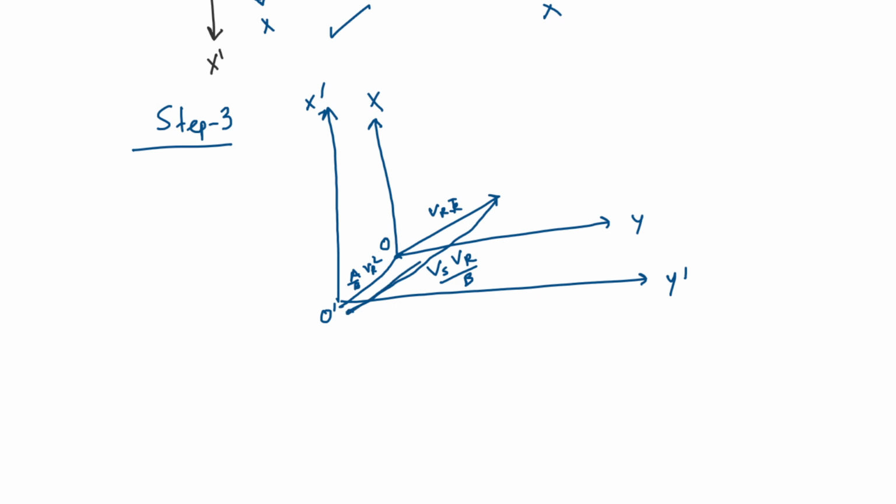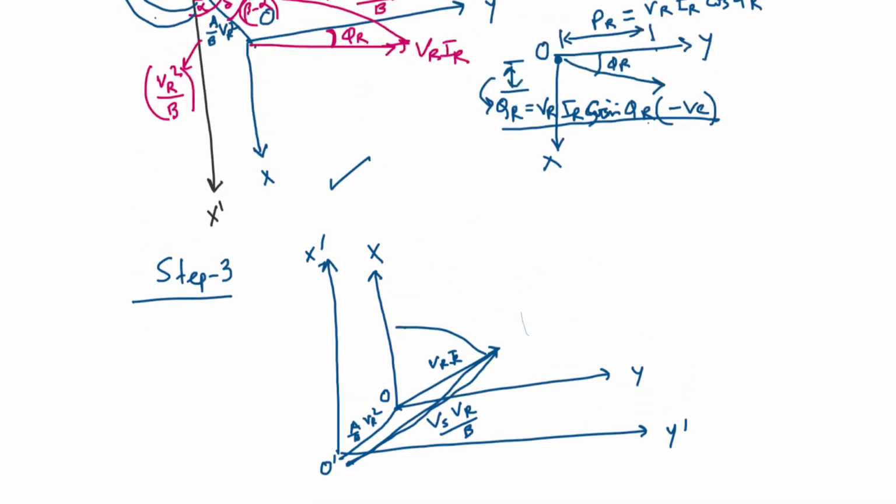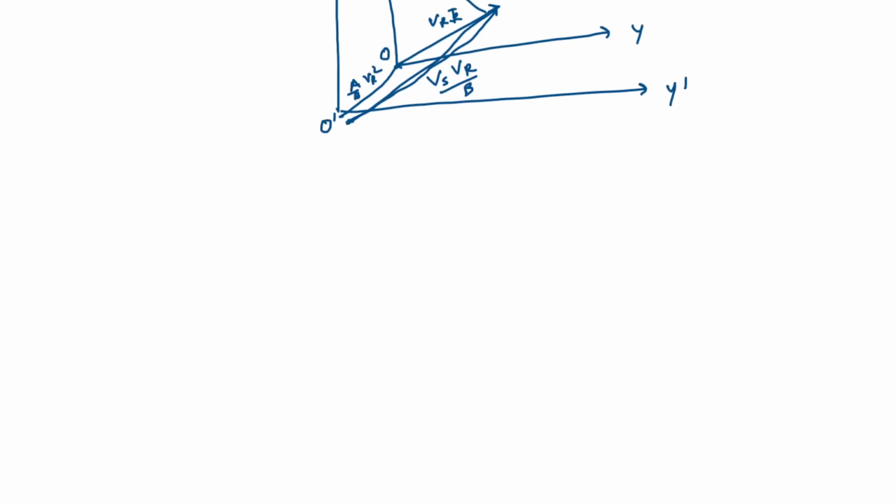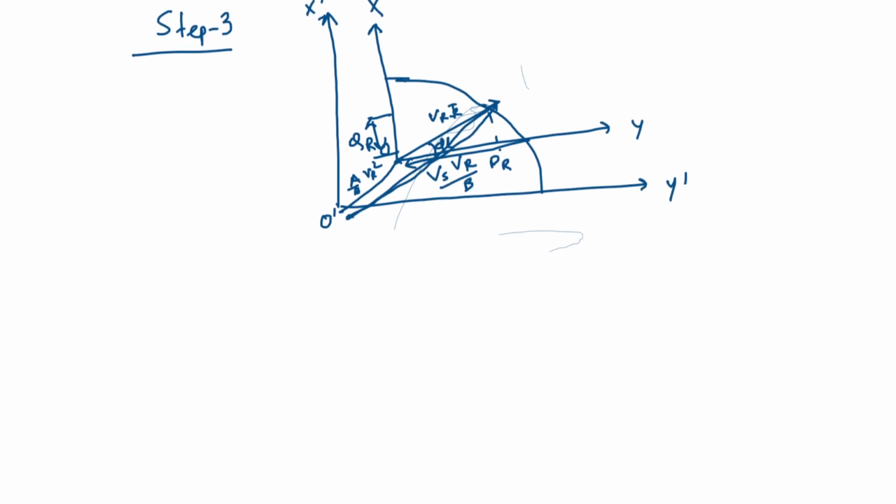So this represents the radius. It will trace the locus of the circle like this. And VR IR, if this is phi R, then PR is positive, and you are also getting QR positive. So this is the complete diagram for your receiving end power circle diagram.